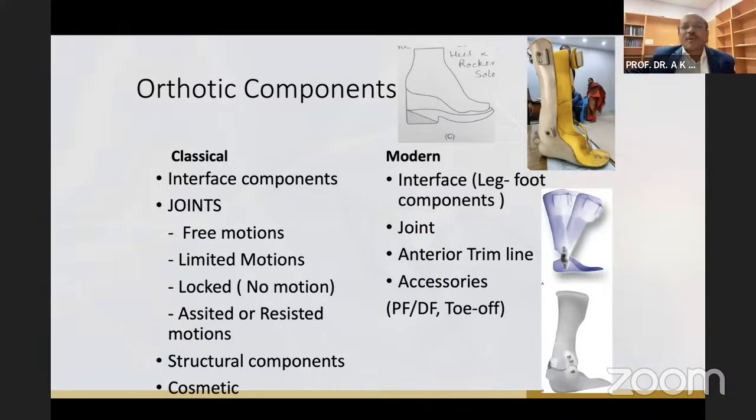And once he propagates forward, that releases the energy that will simulate the plantar flexion. So even without plantar flexion, dorsiflexion, we can simulate that action.